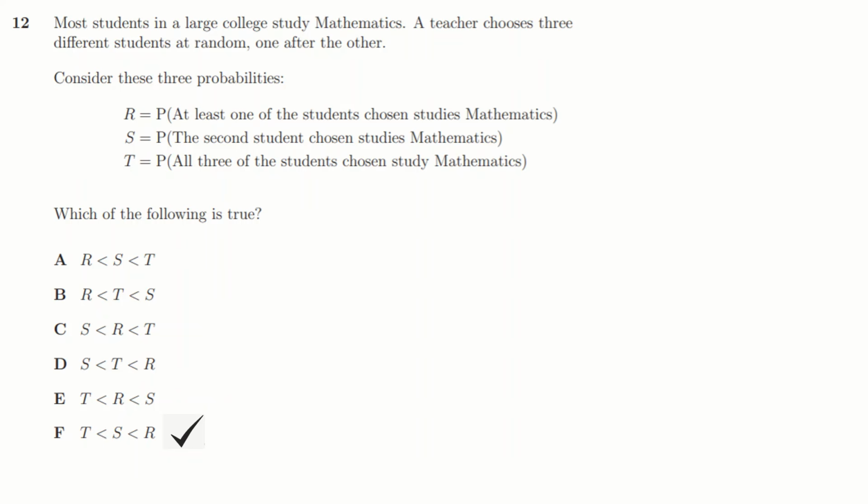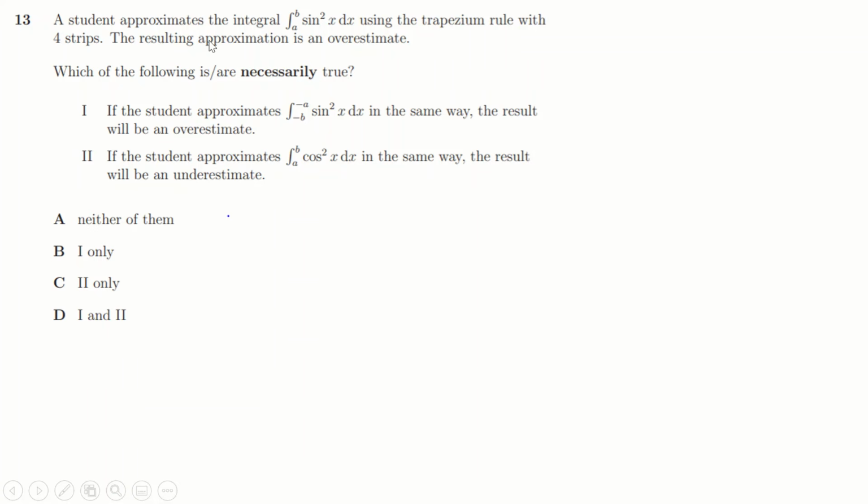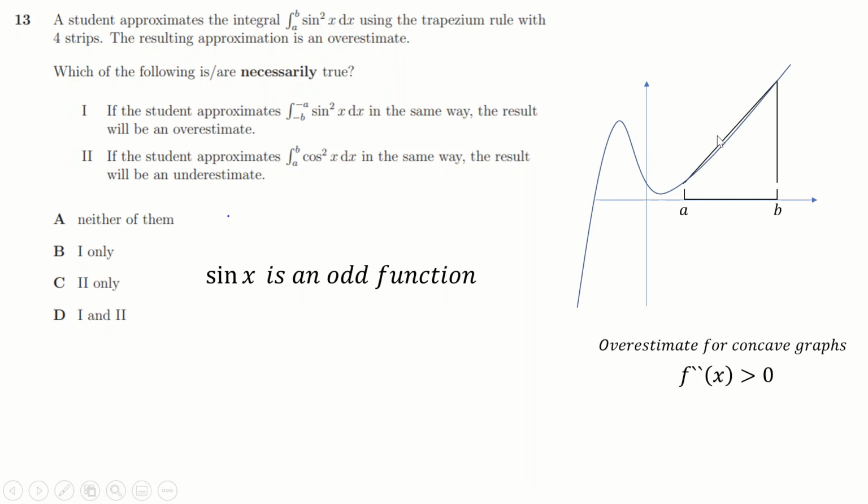It's called set theory. Number 13. So we've got this integral, and it's an overestimate. So this is what an overestimate looks like, when the trapezium goes slightly over the line. It happens for concave graphs. Okay. Which of the following is necessarily true?